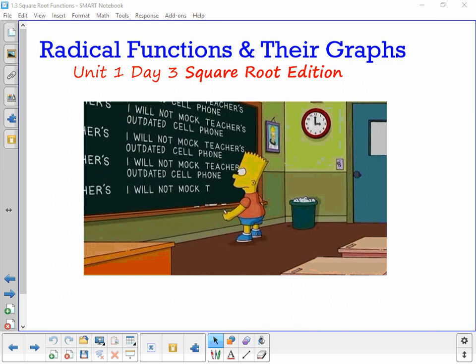Right, this is Unit 1, Day 3. We're going to be talking about radical functions and their graphs. Specifically, today we're going to be looking at square root functions.